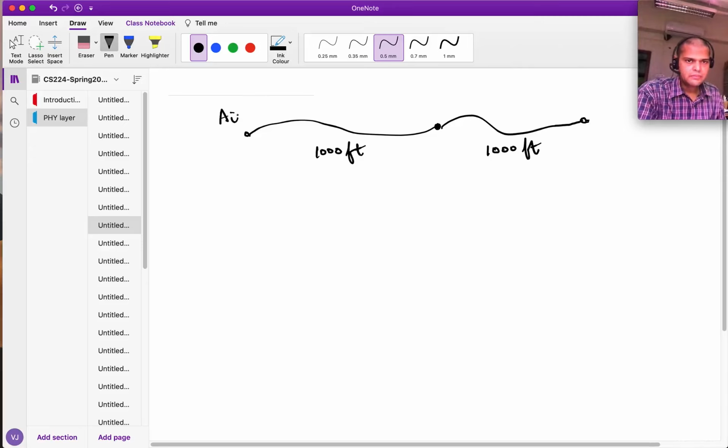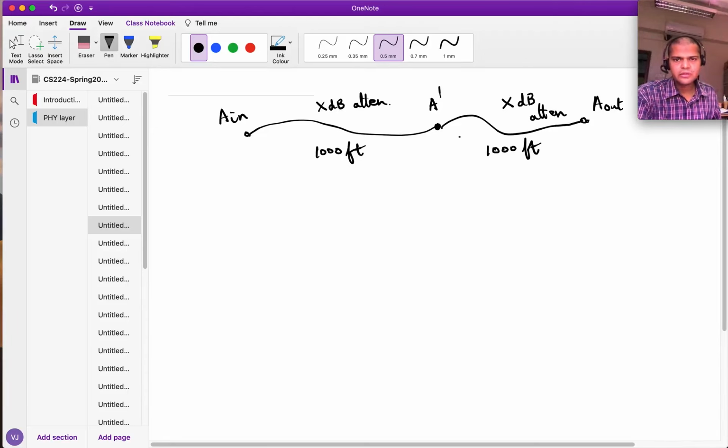So I've doubled the length of my wire. Suppose I'm given the specification per 1000 feet. What's the attenuation going to be when I have 2000 feet? So A in is here, A out is my amplitude here, and let's just call this some A dash in between. And let's say that the specification is that you have X dB attenuation, and so you will have X dB here also. Right? So we are told that you put any amplitude here, you will have X dB attenuation when you go over there. Okay, so what does this mean?